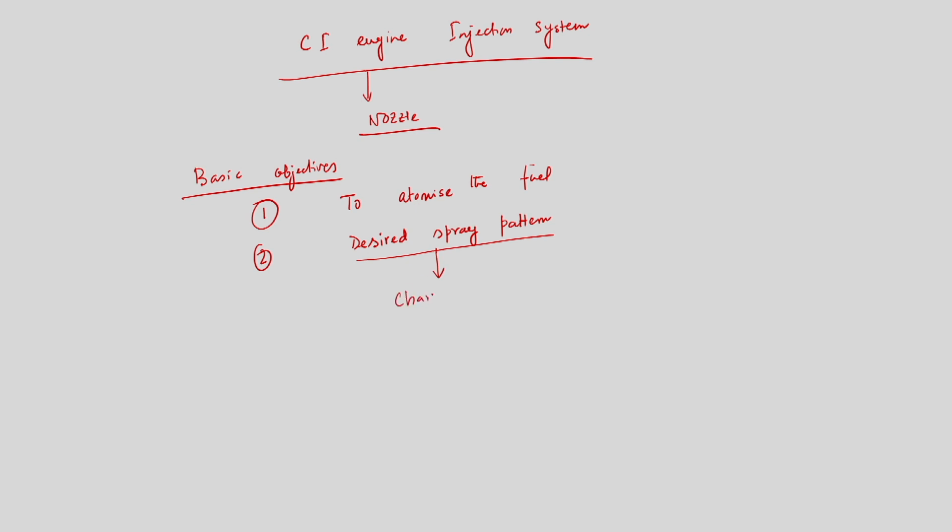So what do we mean by desired spray pattern? The desired spray pattern is characterized by spray cone angle, depth of spray, and average size distribution. To ensure that the fuel supplied to the combustion chamber will meet more readily with the air over the entire area of the combustion chamber, we should have a desired spray pattern, and for that we need a nozzle. That is the second objective.